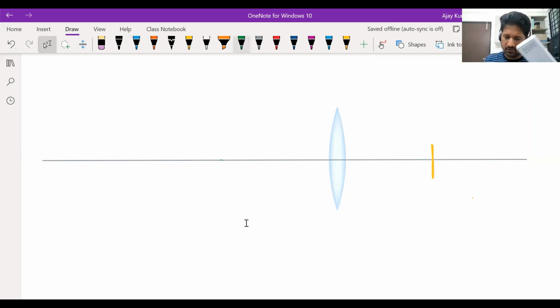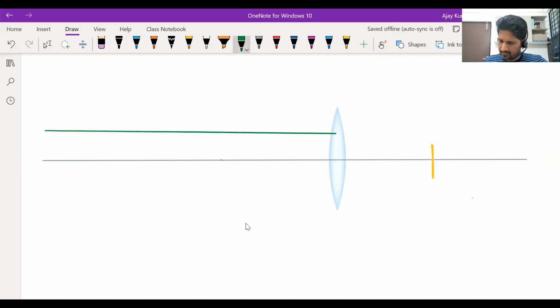So if object is at infinity, the rays which are incident like this, parallel to the principal axis, they converge on the retina. I mean, if there's no defect, the eye will be able to converge them onto the retina.